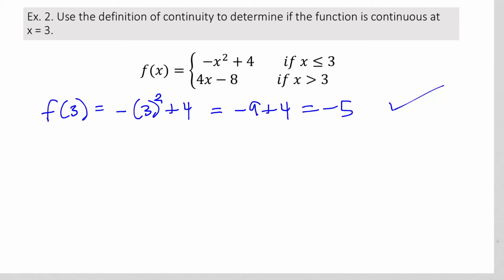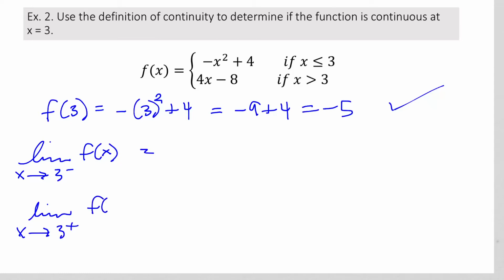So f of 3 is defined. First condition is met. Now we have to check whether the limit as x approaches 3 exists. In order to do that, we need to find the limit as x approaches 3 from the left and the limit as x approaches 3 from the right, and determine whether those two numbers are the same. So for approaching from the left, the values of x need to be less than 3, which means this piece is the piece we want. So we're going to substitute 3 into here, and that's the same number that we're going to get here, negative 5. So it's approaching negative 5 from the left.